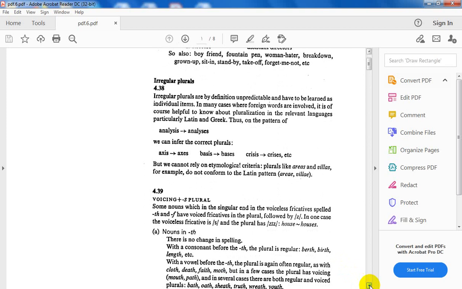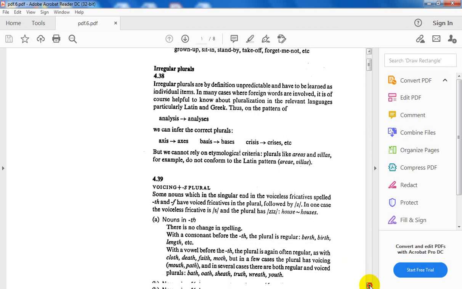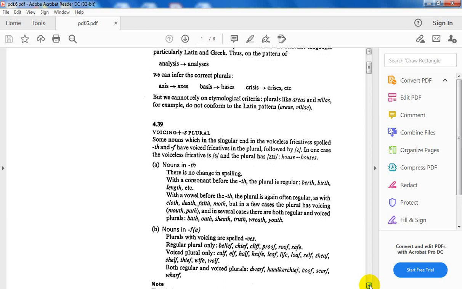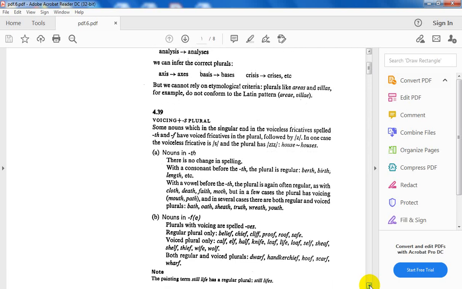Starting with voicing. In the previous lecture we said that voicing as a plural is irregular, because there will be a change. First of all, it is variable because there is a change in the form from voiceless to voiced, from final th to final th, and let us see what they are.